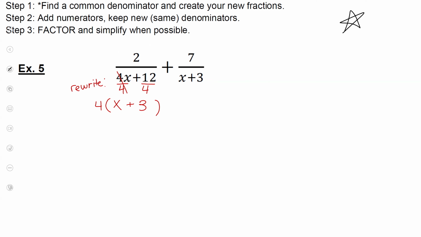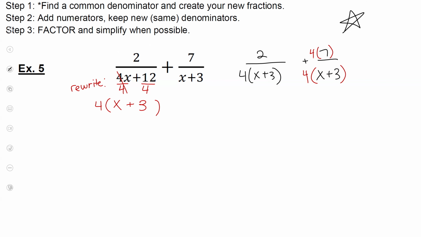Okay, so this is what the problem looks like now. I have 2 over, I rewrote the denominator to become 4 times x plus 3. And this one stayed the same. Okay, are my denominators the same? What's this one missing? A 4. So guys, I'm gonna put a 4 here. Now are they the same? Perfect. Let's also multiply this by 4. Whatever you do to the bottom, you must do to the top.